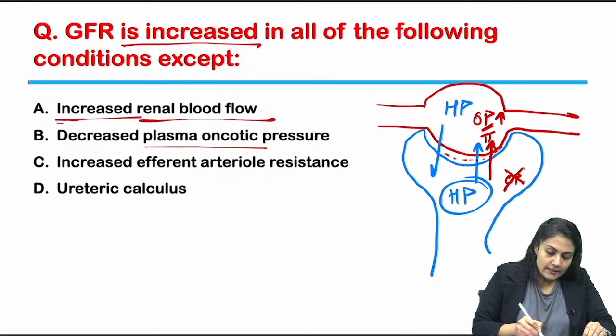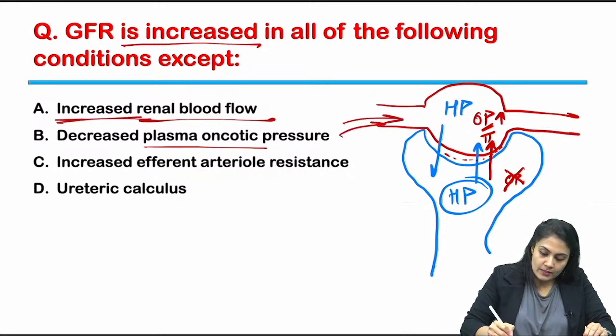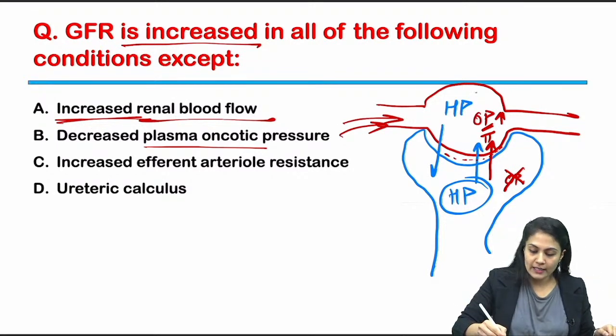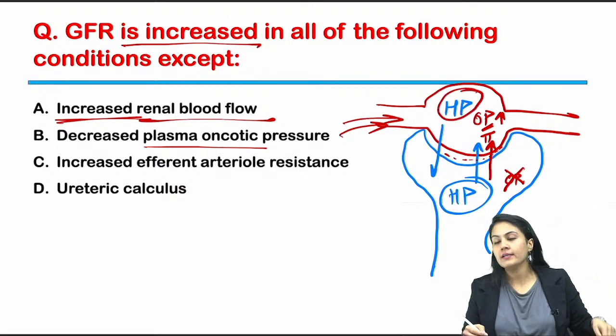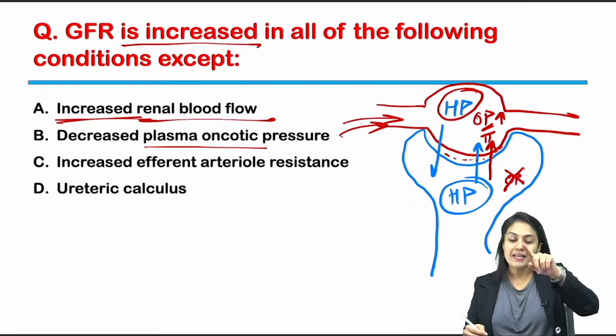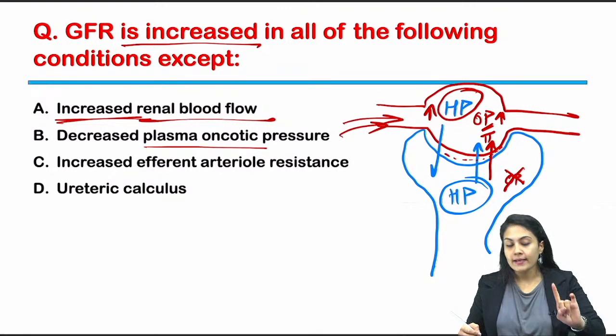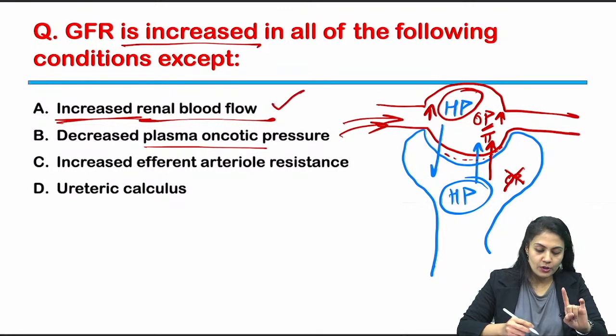Increase renal blood flow. If we increase blood flow, what is going to happen? Yes, the hydrostatic pressure inside the glomerular capillaries is going to increase, and that's why the GFR will also increase. That's absolutely true.